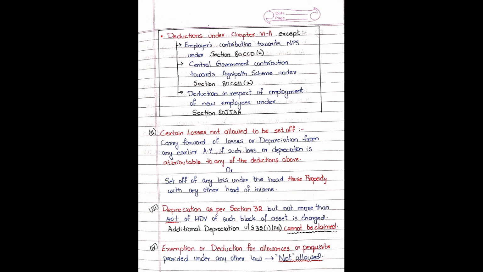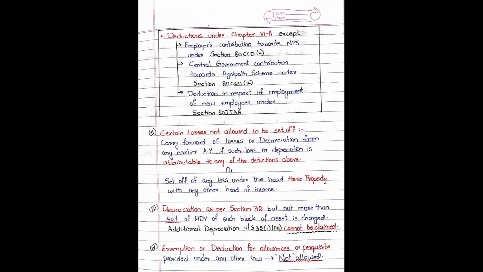There is one more condition regarding depreciation under the default tax regime. We know that an assessee can claim depreciation under section 32, but that depreciation amount is restricted to only 40% of written down value of such block of asset. That means only 40% of written down value of block of asset can be claimed as depreciation and not more than 40%. Remember guys, additional depreciation is not allowed under the default tax regime. Normal depreciation is restricted to 40% of WDV of block of asset, and additional depreciation is not allowed to be claimed as a deduction under the default tax regime.